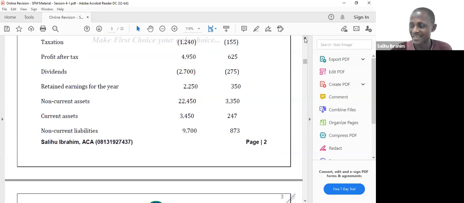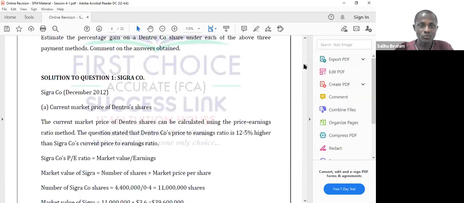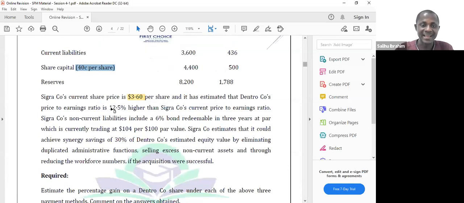0.45 is the price earnings ratio of who? Of Sigraco. Is the price earnings ratio of Sigraco. But the price earnings ratio I need is for who? Is price earnings ratio of Dentroco. And the question has already told me that the price earnings ratio of Dentroco is what? 12.5% higher than the price earnings ratio of Sigraco.